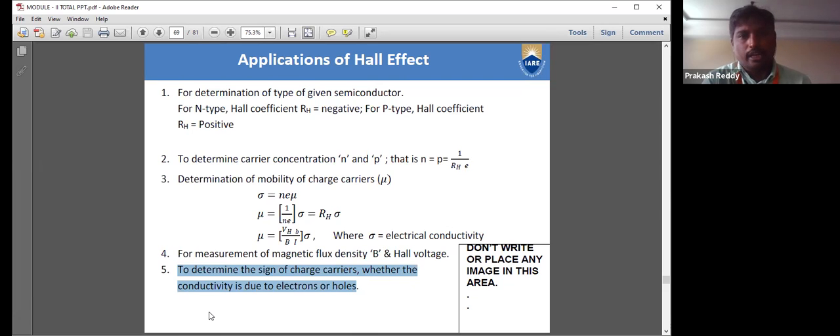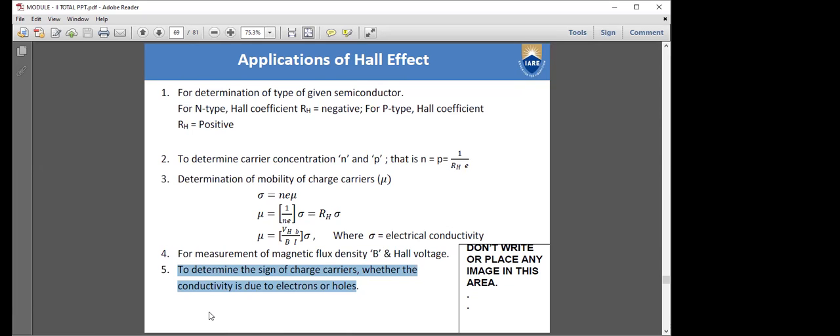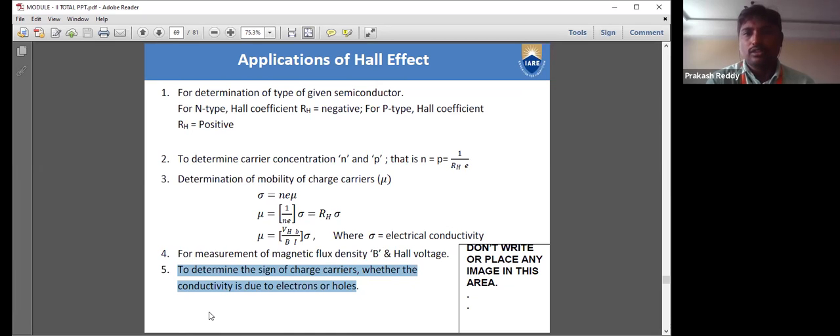So again, to determine the type of semiconductor, we find out RH. To find the carrier concentration also, we use this Hall effect. Once we know RH and electrical conductivity, we can find the mobility of the charge carriers. Once we know mobility, RH and electrical conductivity, we can also measure the magnetic flux density and Hall voltage. Okay, these are some applications of the Hall effect.